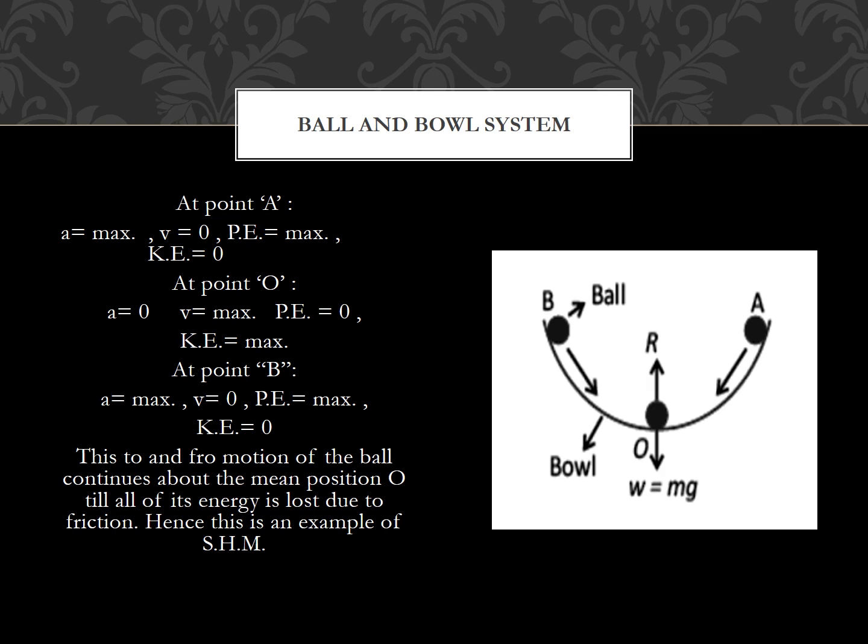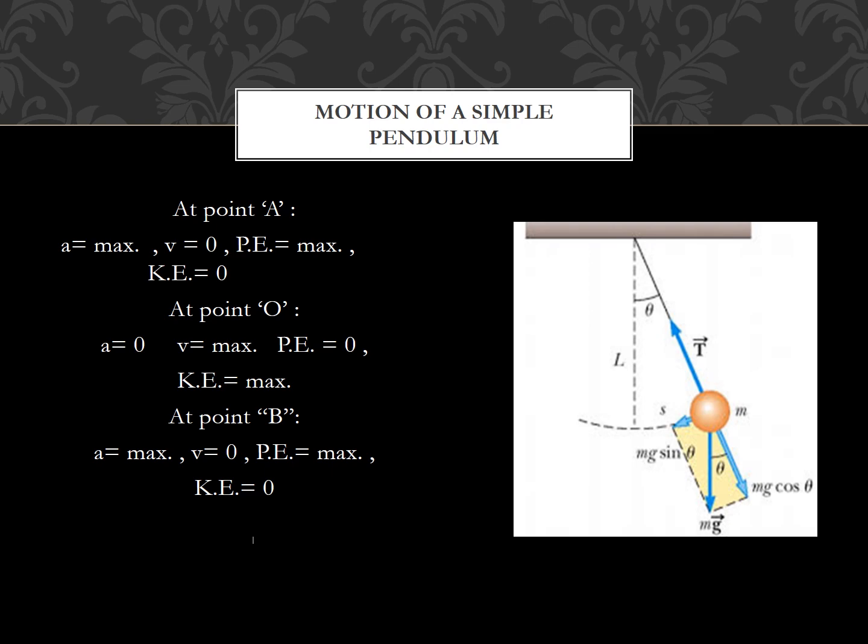Now we will move towards another example, that is a simple pendulum, which is also an example of simple harmonic motion. As you can see in the figure, it consists of a small bob of mass m suspended from a light string of length L fixed at its upper end. In the equilibrium position O, the net force on the bob is 0 and the bob is stationary. Now, if we bring the bob to an extreme position A, the net force is not 0.